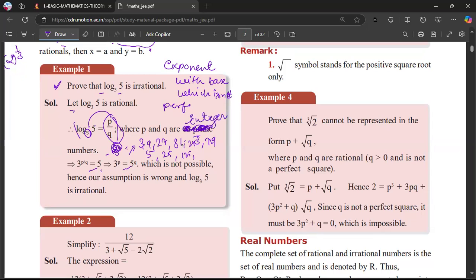Because to make p by q a rational number, it has to be that p and q are integers and q must not be 0. So it is the case here also. For any p and q being integers, this condition will never be satisfied because of the reason I have given. Are you able to understand why they are not going to be equal for any value of p and q?